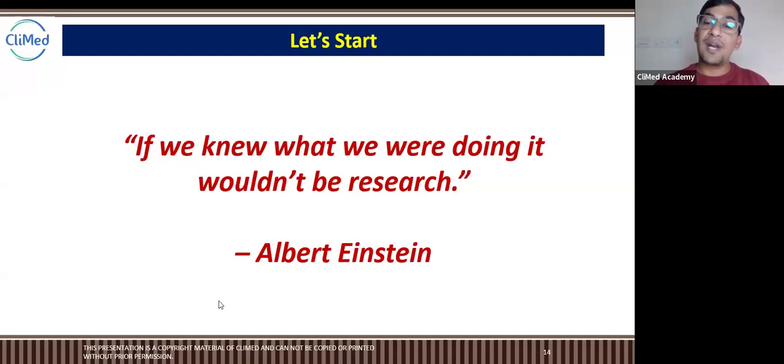He also meant that whether the result is positive or negative, it doesn't mean it's not research. Negative results are also research. Negative part of the research is also research, right?